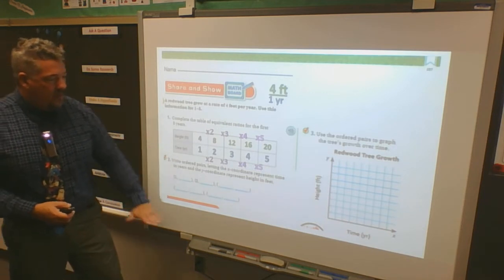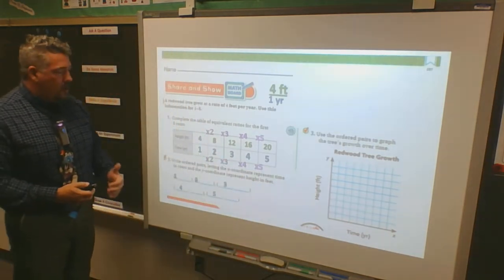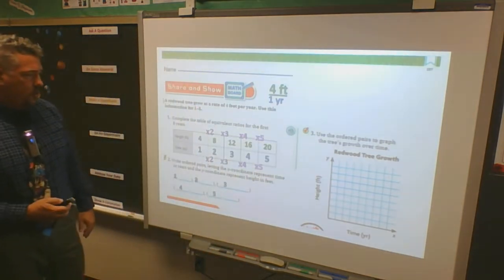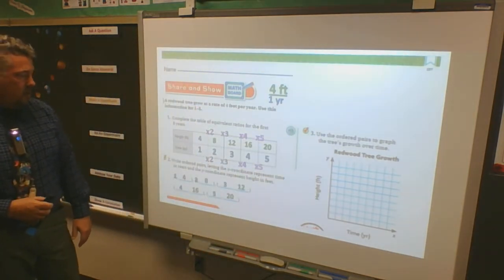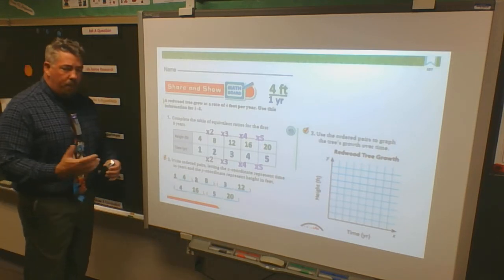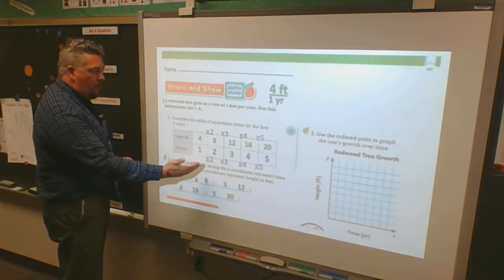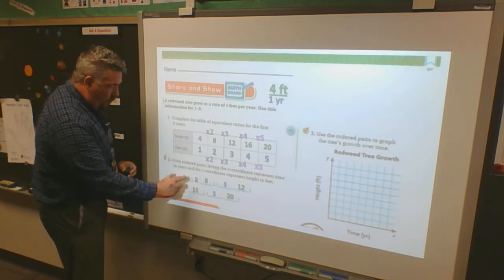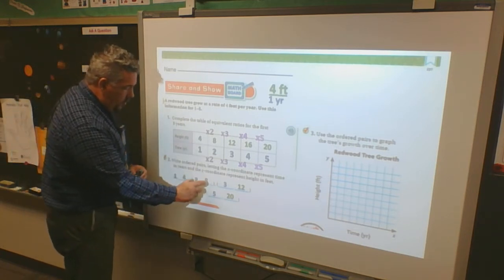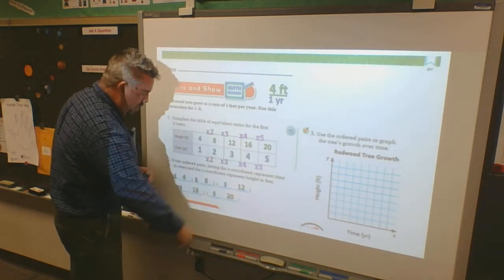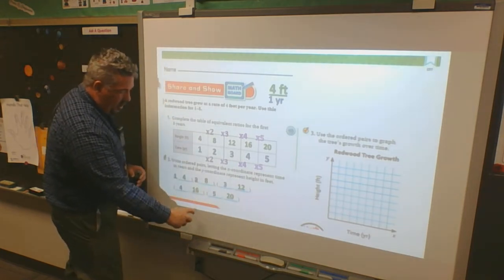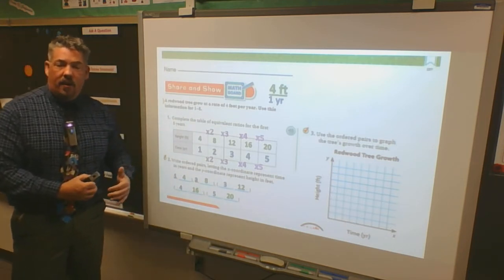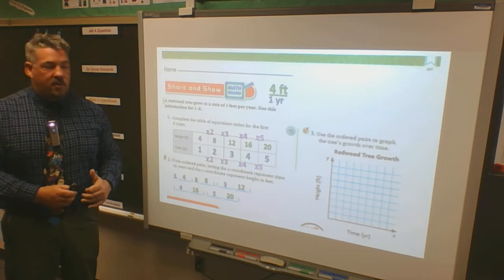I can see that time is at the bottom of my chart. It's going to be my x. And I can see that height is on the vertical side of my chart. So that's going to be my y. Pairing those up then, as x at the bottom, y on top, and I get my ordered pairs. I have 1 and 4, 2 and 8, 3 and 12, 4 and 16, 5 and 20. Those are my 5 ordered pairs that I can just then plot for question 3.